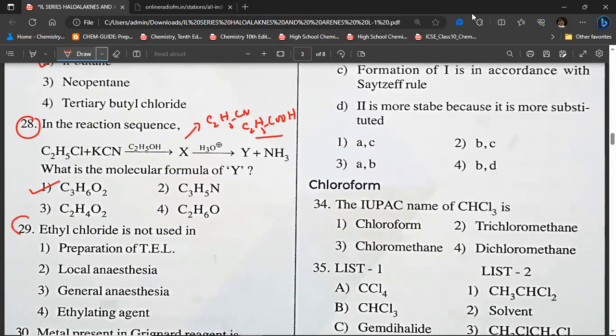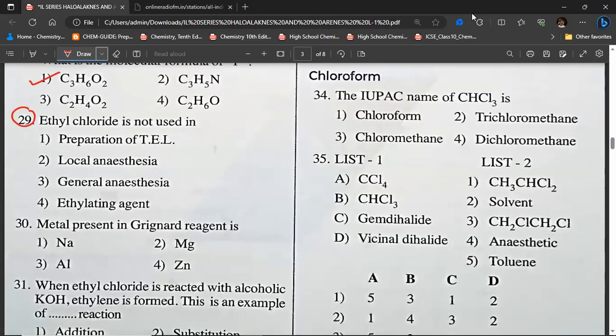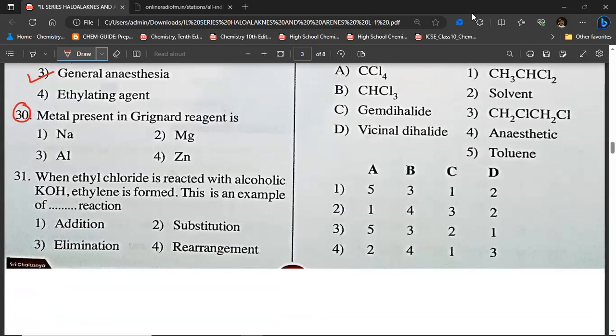Next, 29th question. Ethyl chloride is not used. Actually, ethyl chloride is used as local anesthesia, in preparation of tetraethyl lead, and as an ethylating agent, but it should not be used as general anesthesia. So for the 29th one, it is not used as general anesthesia. Next, metal present in Grignard reagent. Yes, we know this is alkyl magnesium halide. Magnesium is the answer for this one.